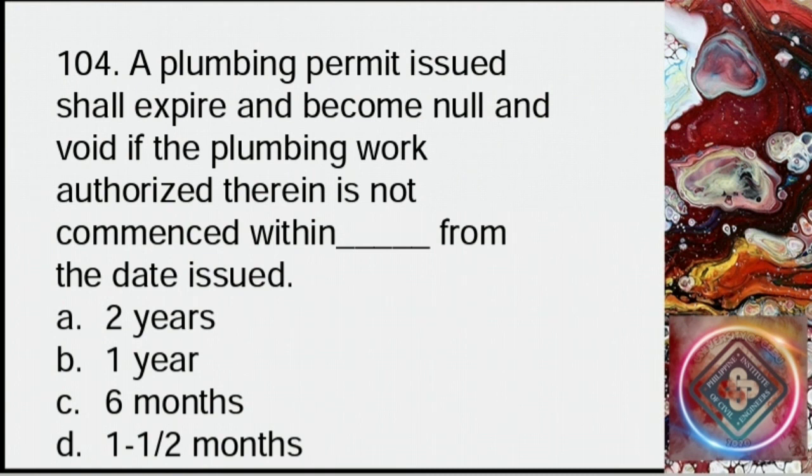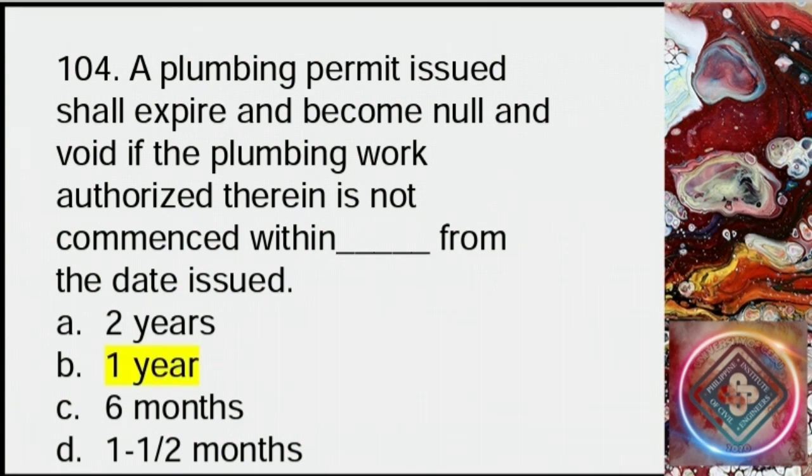104. A plumbing permit issued shall expire and become null and void if the plumbing work authorized therein is not commenced within blank from the date issued. A. 2 years, B. 1 year, C. 6 months, D. 1.5 months. B. 1 year.